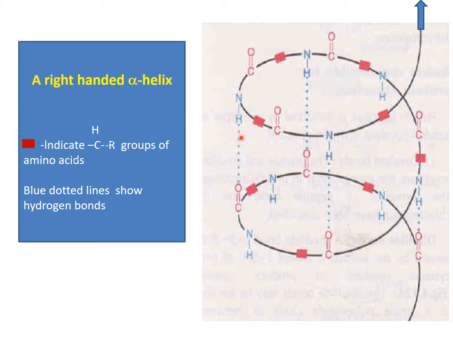Here you can see the helical structure. This red box represents the CRH groups of amino acid. These blue dotted lines show the hydrogen bonds. So this is a helical structure, a secondary structure, with hydrogen bonding and CRH groups in red boxes.